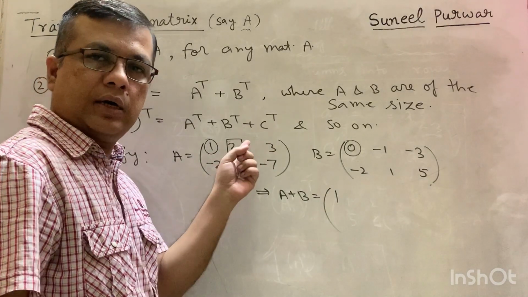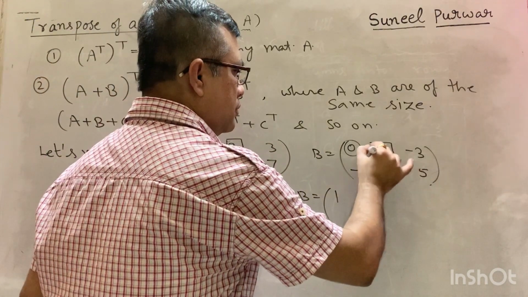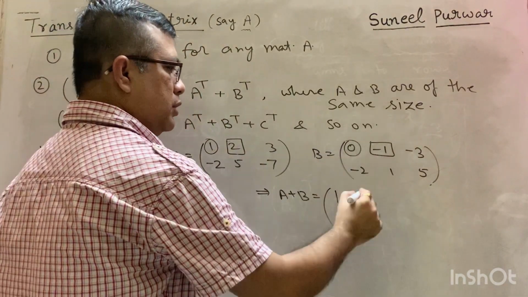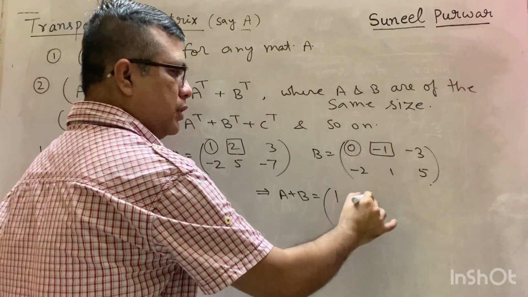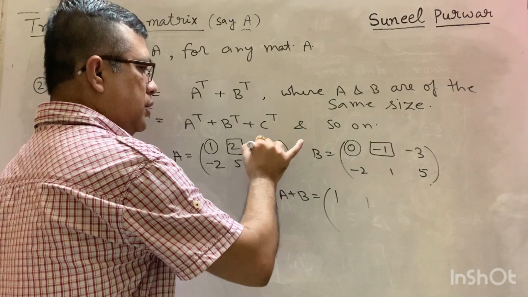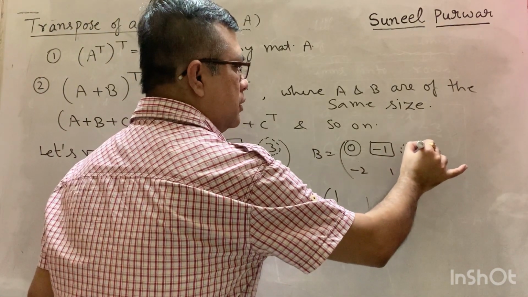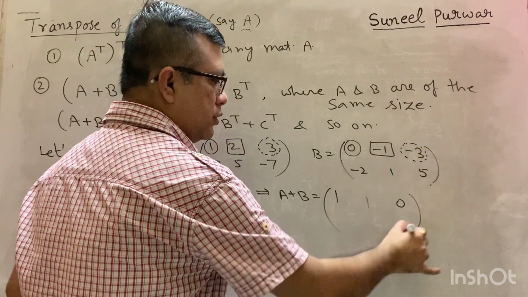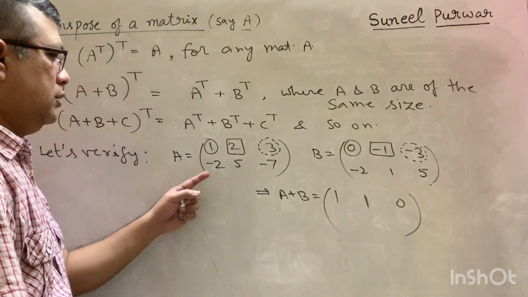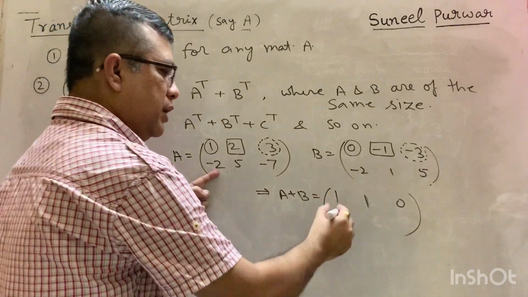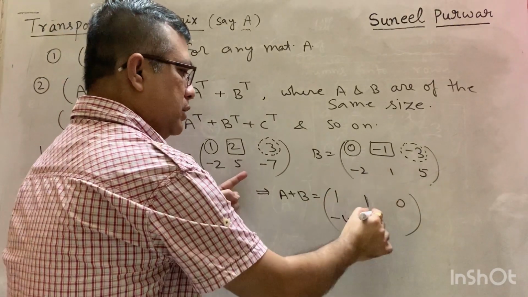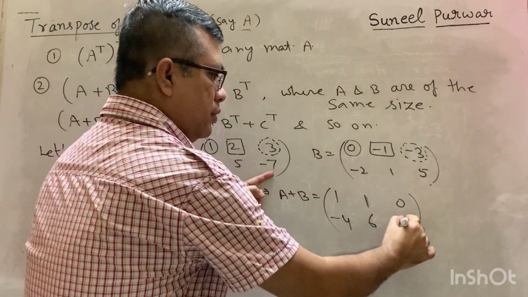These two elements, they are at the 2. For 2, what is the corresponding element? This. Their sum is how much? 2 plus this number. How much? 1. This is 3. Corresponding element is minus 3. And their sum is how much? 0. So like this, you keep on adding. So minus 2, minus 2. How much? Minus 4. 5 plus 1, 6. And minus 7 plus 5, minus 2.